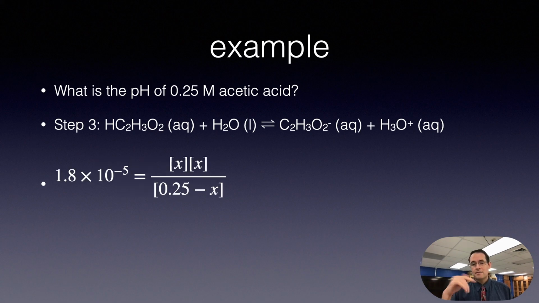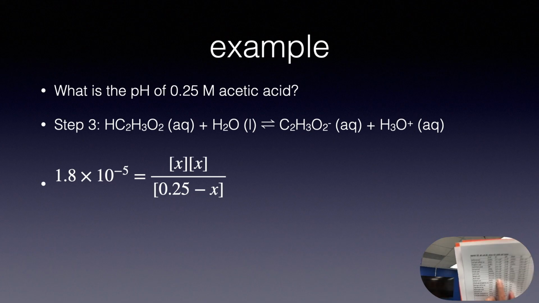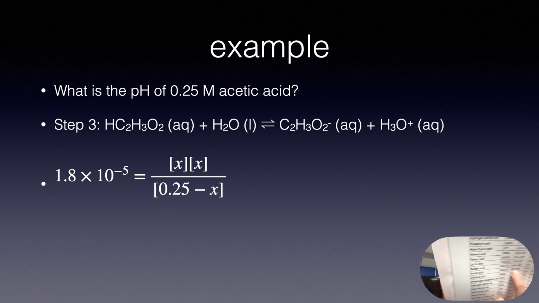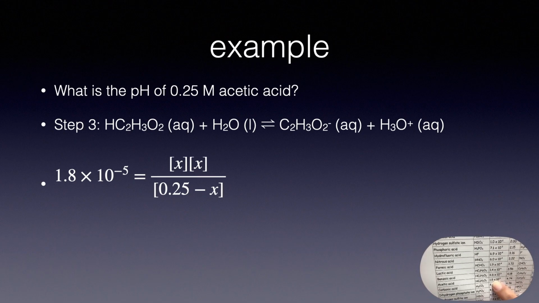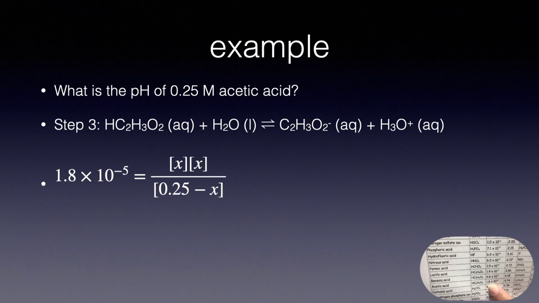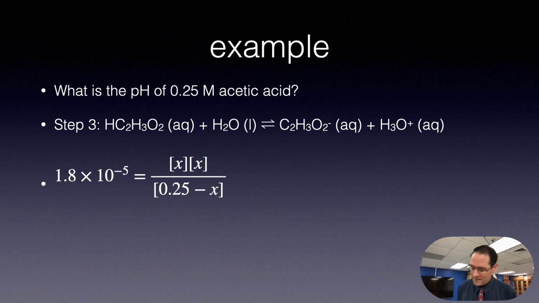And now we substitute in the equilibrium values we just saw, X and X for the two products, and 0.25 minus X for the acetic acid, which is aqueous. The Ka value for acetic acid is listed in various tables, and in this appendix that I give my students, the Ka, not sure if you can see that very well on the video, is 1.8 times 10 to the minus 5. So that's where you're going to find the Ka value, okay?